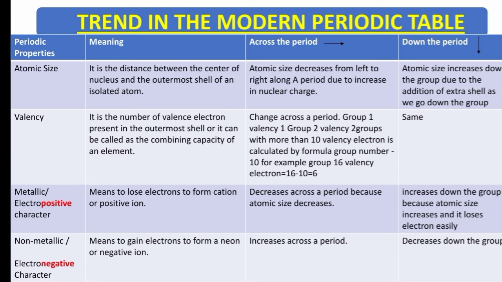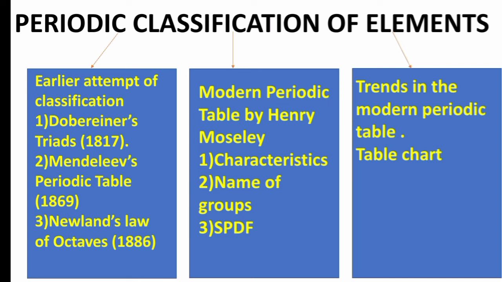Now non-metallic property, or we can say electronegative character. What is the meaning? It means to gain electrons to form an ion or negative ion. Now it increases across the period and decreases down the group. So this is the trend in the modern periodic table.